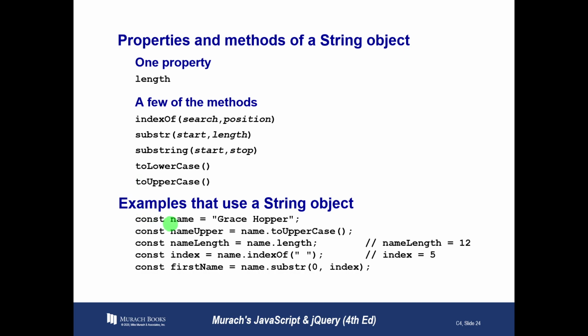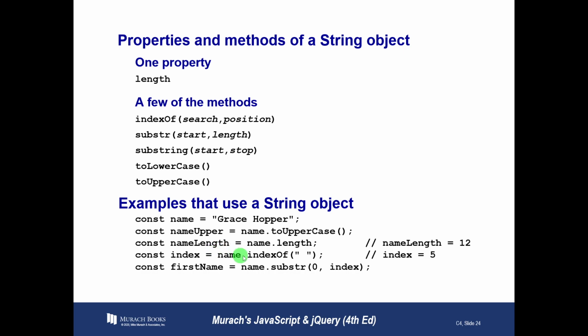So let's look at some examples down here. I have a name. I set it to this string, Grace Hopper. I assign that to name. And then I can say, here's a constant called nameUpper, which is the name Grace Hopper switched to all uppercase. And I store that in nameUpper. I can also get the length of the name. So it's going to take Grace Hopper and count 1, 2, 3, 4, 5, 6, 7, 8, 9, 10, 11, 12. So it'll get 12 and store that in nameLength.